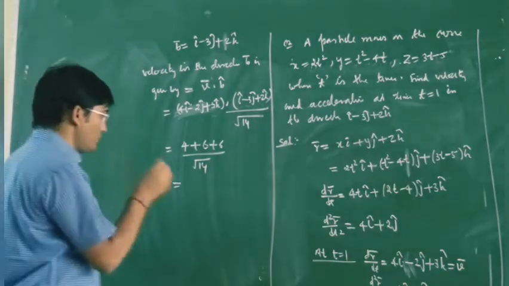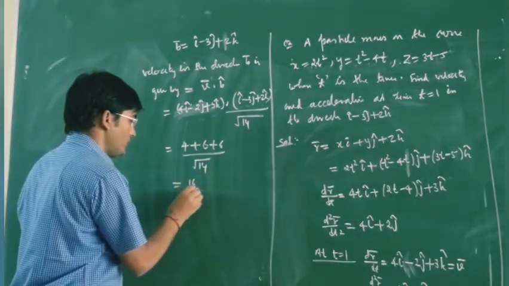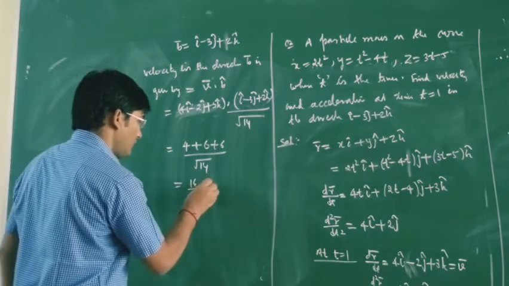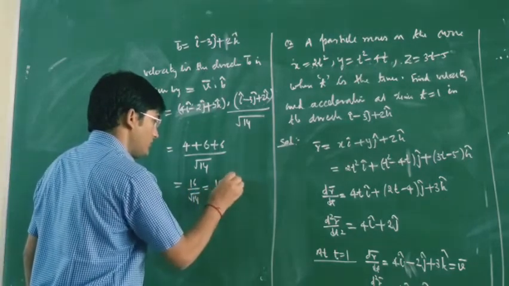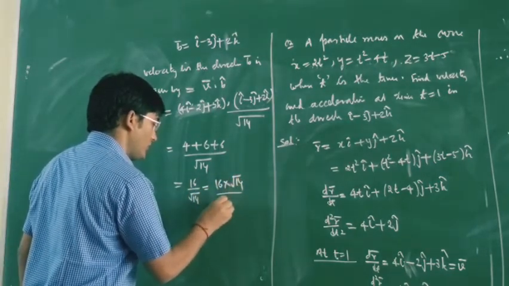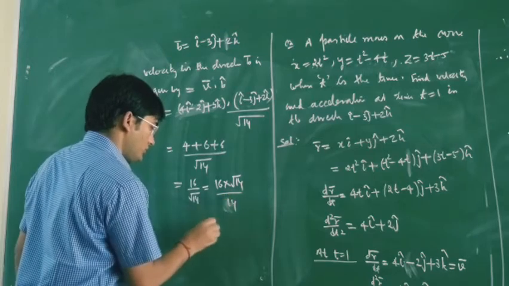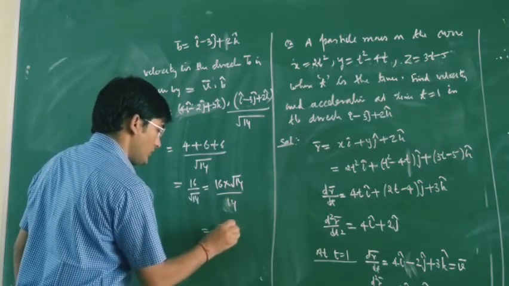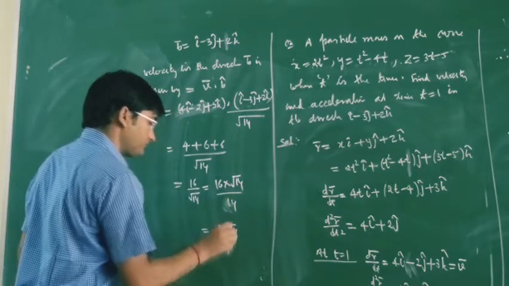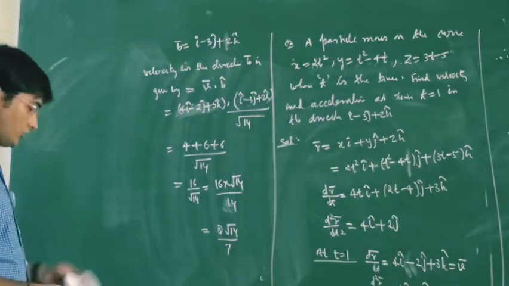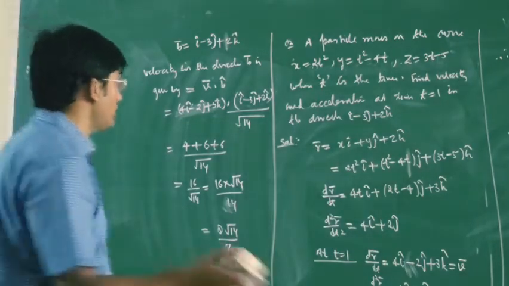So this is 16 upon the square root of 14. Then we can also write it as 16 into square root 14 upon the square root of 14. So this will be 8 square root of 14 upon 7. So this is your velocity in the direction of v.